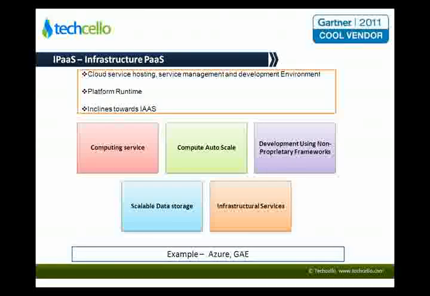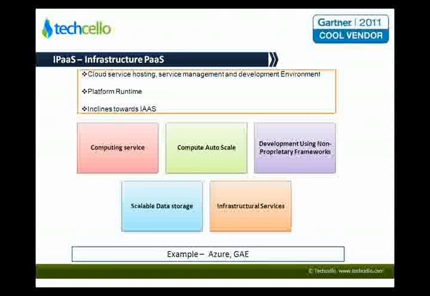So IPaaS, which again is a PaaS more inclined towards infrastructure. Good examples of IPaaS would be Azure or GAE. See, the needs that IPaaS tries to solve are very much similar to IaaS. They also offer you the computing resource, but the model is slightly different here. They also offer a runtime on top of which your application runs.